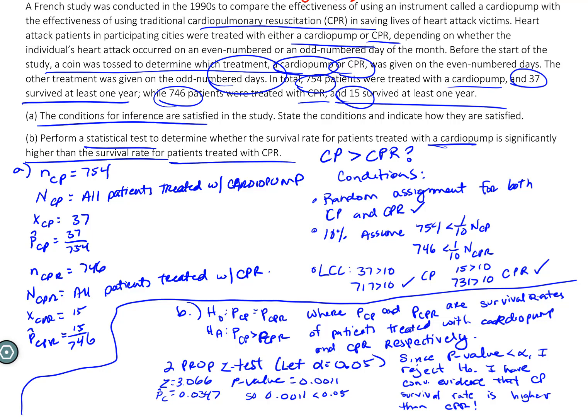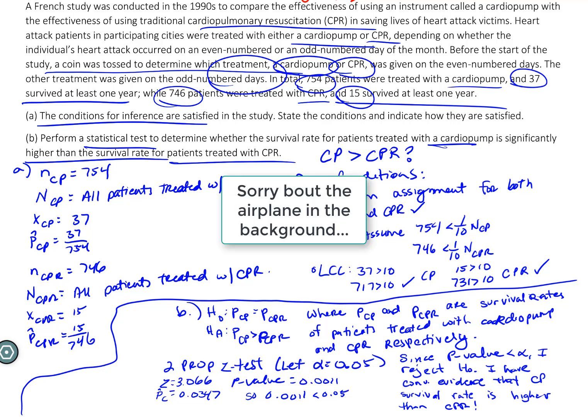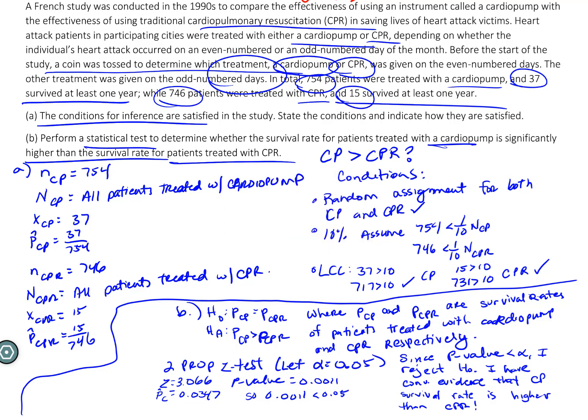Look at the z-score. The z-score that we have in this 2-prop z-test was very high. We had a very low p-value, less than alpha. And when we have a p-value less than alpha, we know we have to reject that null hypothesis. That null hypothesis was that there was no difference between cardiopump and the CPR, but indeed we did find there was a difference, and it was that our alternate hypothesis was true, that the cardiopump is a more effective treatment for these heart attack patients. We had convincing evidence that the cardiopump survival rate was indeed higher than CPR.